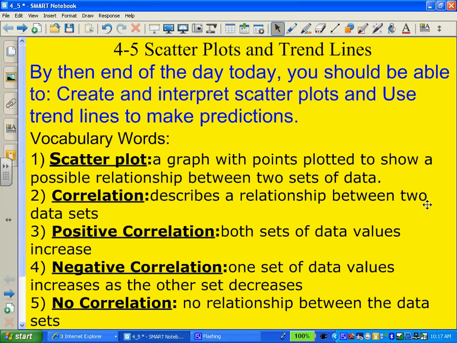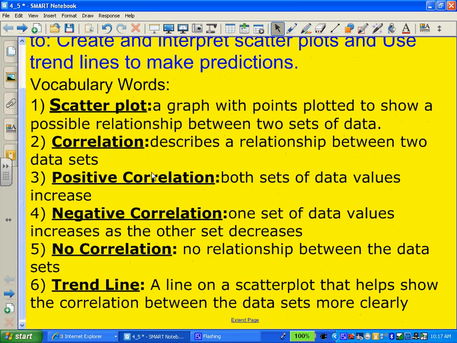Hello, today we're going to talk about 4-5 scatter plots and trend lines. We have quite a few vocab words today. I believe that you've seen scatter plots before. They're pretty common. A scatter plot is a graph with points plotted to show possible relationships between two sets of data. And scatter plots have different types of correlations.